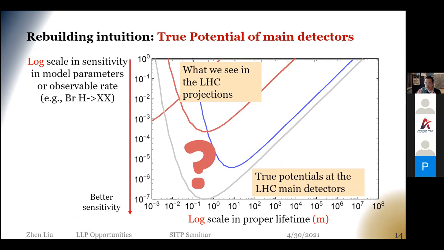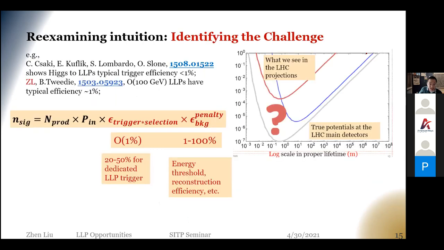Okay. Let's come back to this cartoon figure, schematic figure about sensitivities. We typically see there's LHC coverage, and there's a prompt LHC main detector searches, and there's a new detector proposal sensitivities. But as I argued earlier, from a geometric acceptance point of view, the LHC main detector should be the best, which would really follow this gray curve, outperforming anyone else. Okay, and why haven't we seen so? The reason can be identified as the following. So we try to formulate the challenge and identify them.